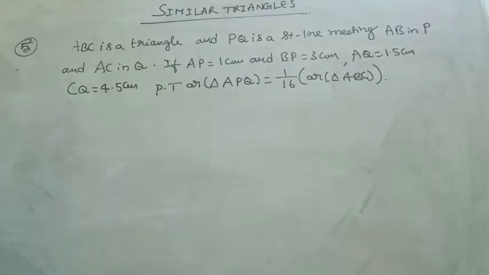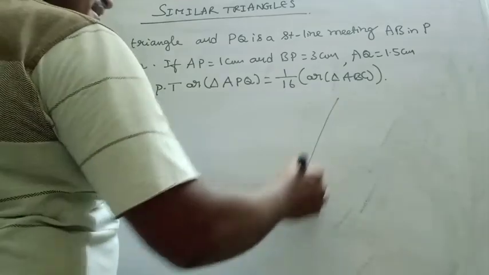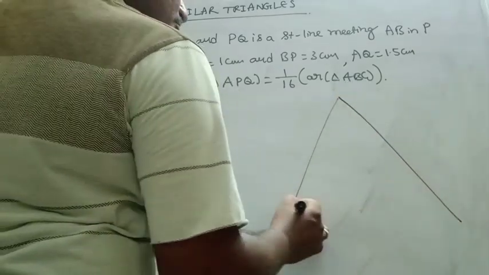Okay, now see my dear students, this is the fifth problem of today's class. ABC is a triangle and PQ is a straight line meeting AB in P and AC in Q. If AP equal to 1 centimeter and BP equal to 3 centimeters, AQ equal to 1.5, CQ equal to 4.5, prove that area of triangle APQ is equal to 1 by 16th of area of triangle ABC. It's a wonderful problem, my dear students. Let us draw the diagram of this. How are we going to draw, my dear students?